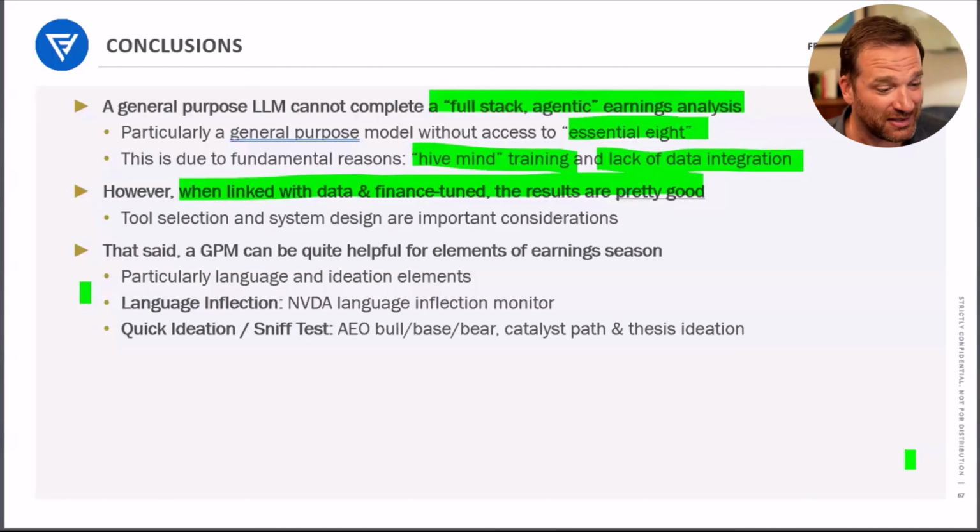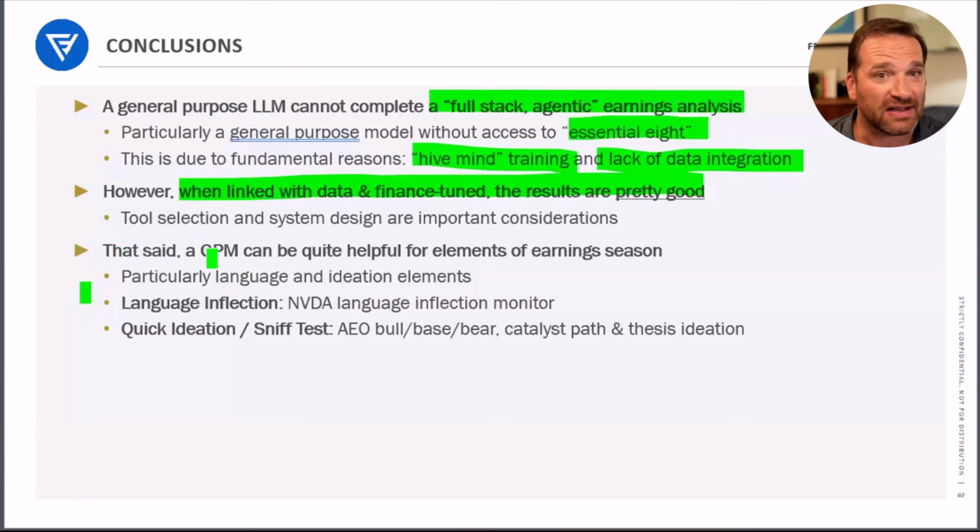But when linked with data and finance tunes, the results of some of these underlying models are getting pretty good. I would certainly encourage clients not to try out GPT-5, say, hey, this sucks, I'm not going to do anything more. I think there is really something here. The ability to see good earnings previews in a finance tune model is probably at the point where it's an important tool in my stack, but tool selection and system design are important considerations.